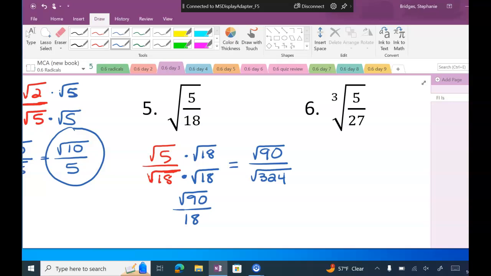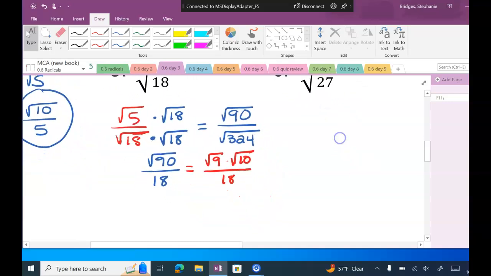81 is not. 64 doesn't. 49, 36, 25, 16. But 9 does, right? So we can split that up into the square root of 9 times the square root of 10. And that is going to give me, the square root of 9 is 3. 3 square root of 10 over 18.